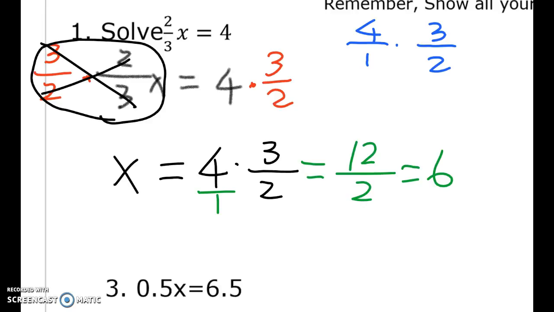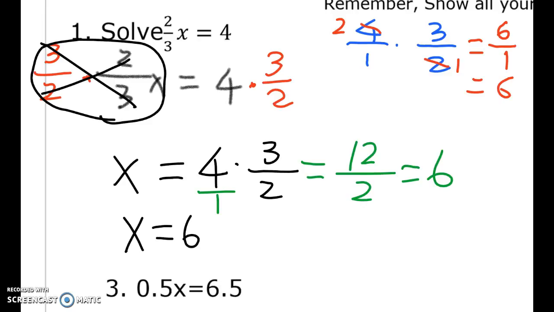We can see that 2 goes into 4 how many times? 2. So 2 divided by 2 will be 1. So on the top, we get 2 times 3 is 6. And the bottom is 1 times 1 equals 1. So we get 6 as well. So we know that the solution for this equation is x equals 6.